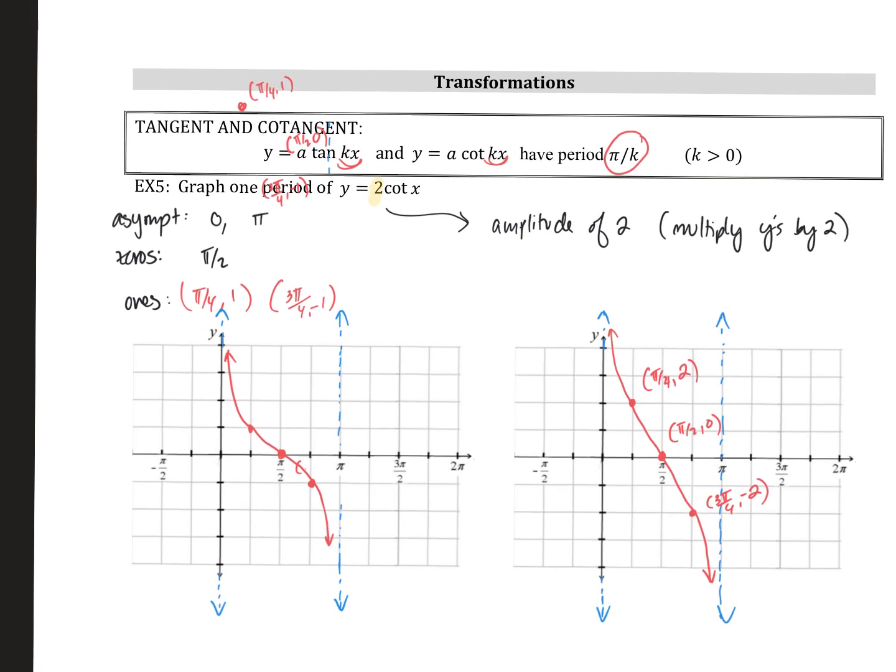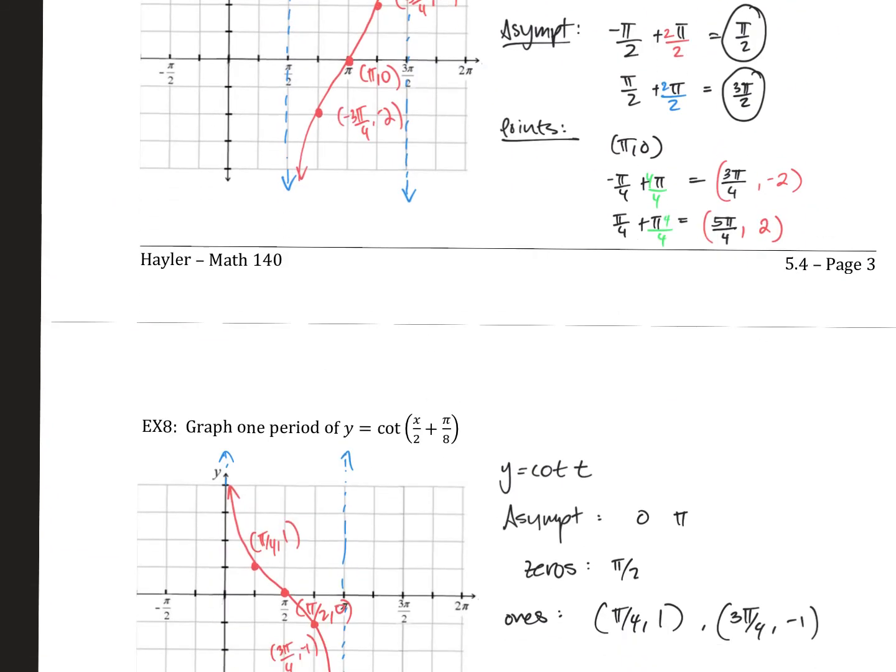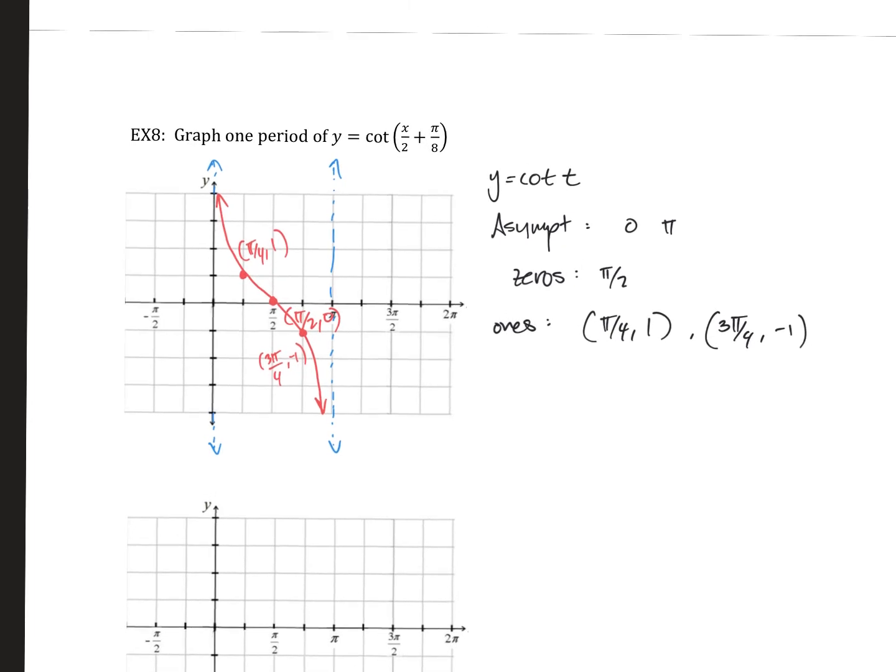So, we're told that we have some number a times cotangent times x, and then we'll have the period of the value times our x. But if you'll notice what we have down here, we don't have something times our x. We have x divided by 2. So we can't have that.